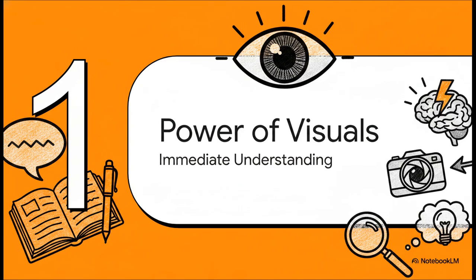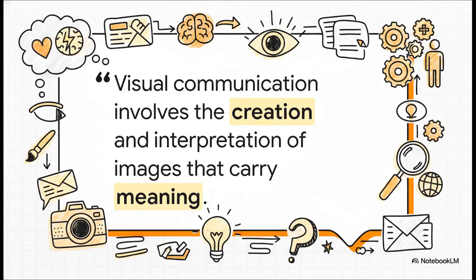Section 1. The power of visual communication. Let's talk about immediate understanding. When we talk about verbal communication, we're obviously relying on words and written text. It's linear. But visual communication, that is an entirely different beast. It relies heavily on perception, on sight, and on immediate understanding. It completely bypasses the need for long paragraphs of text and shoots straight into our brain's visual processing centers.